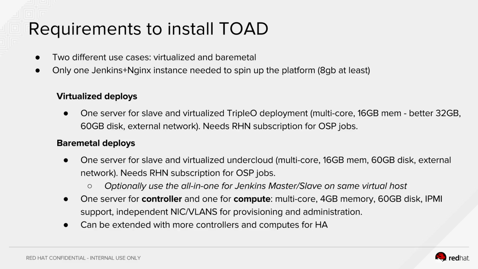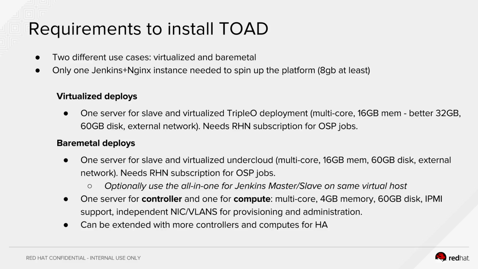So some requirements for installing Toad. We have the two different use cases, virtualized and bare metal. You only need one Jenkins and Nginx instance, and that should be ideally around 8 gigabytes. Virtualized deployments just have the one server for slave and the virtualized TripleO deployment, and you'll need a Red Hat network subscription for OSP jobs. In a virtualized deployment, as I mentioned, you can actually run everything on a single host, including all the components that make up Toad, along with TripleO Quick Start, and that'll then instantiate the virtual machines for you on that same host.